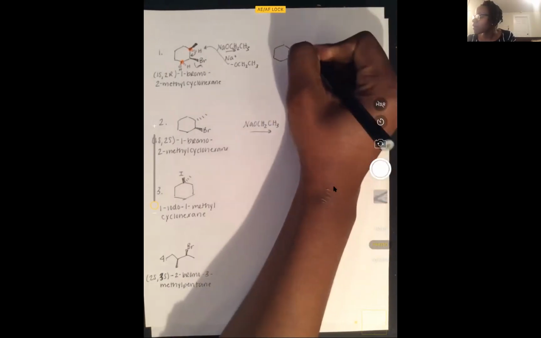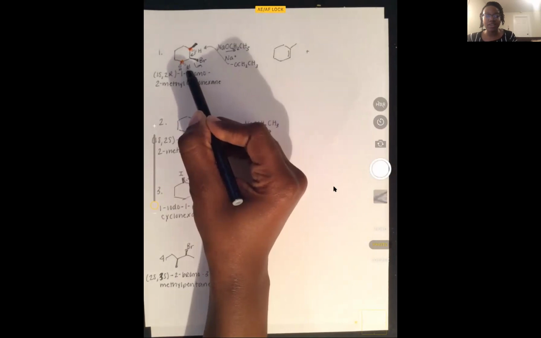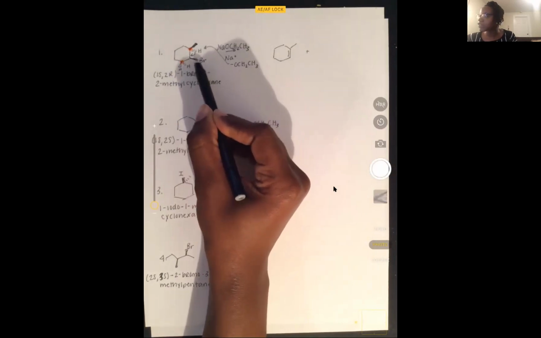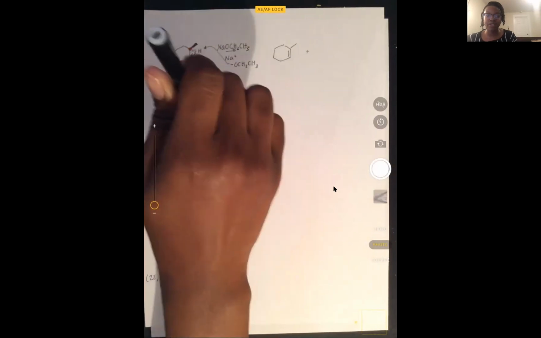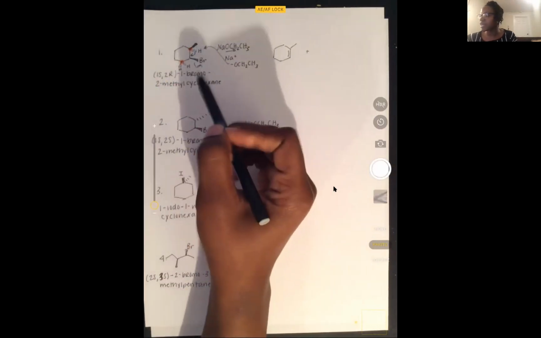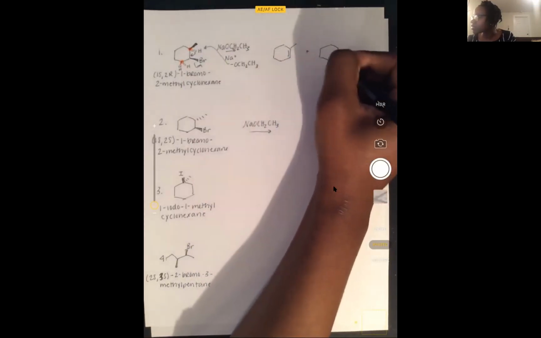We could also have a minor product if we pulled off this hydrogen here. This hydrogen, again, is anti to the leaving group. The leaving group is facing up. This hydrogen is facing down. Therefore, they're opposite, but in the same plane, up and down. If we pulled off this hydrogen, we would get the following product.